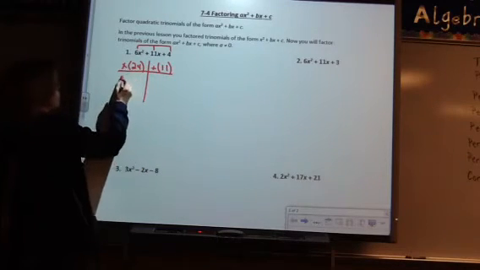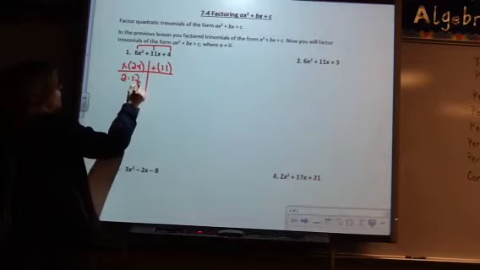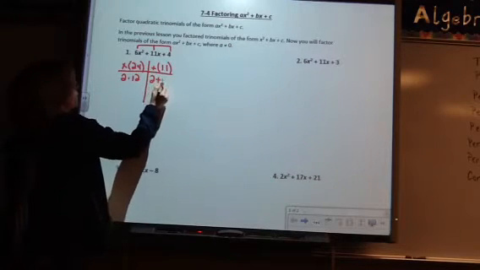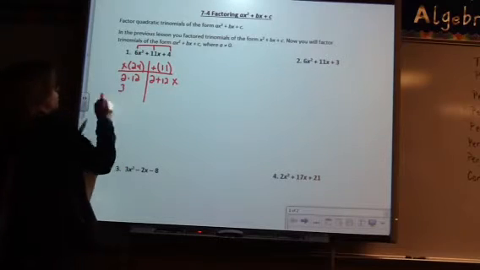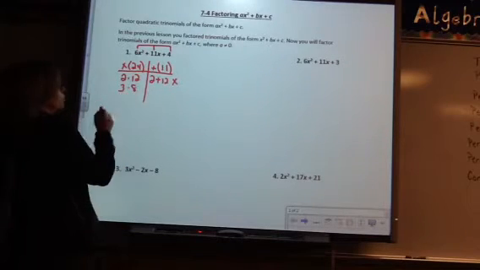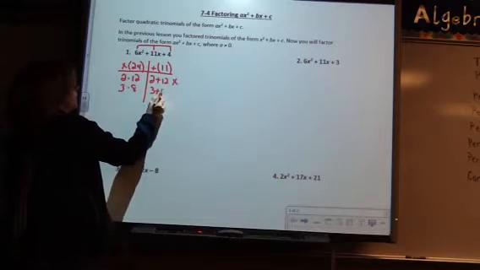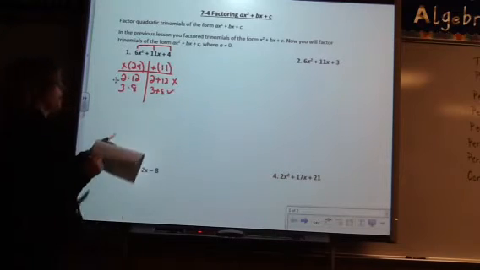Okay? So for 24, I know 2 times 12 is 24. But is 2 plus 12 11? No. And let's see if 3 will go to 24. 3 times 8 is 24. 3 plus 8 is 11. Check. So that's what we're going to use.